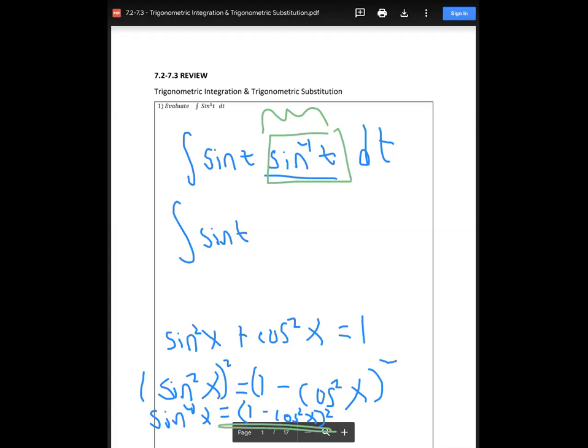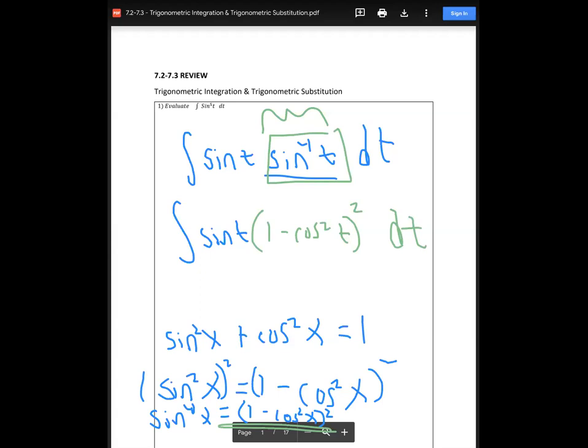So I'm just going to plug this in over here. We know that sine to the fourth of x, or in this case of t, is equal to 1 minus cosine squared of t, squared, and then dt. Does that make sense so far?